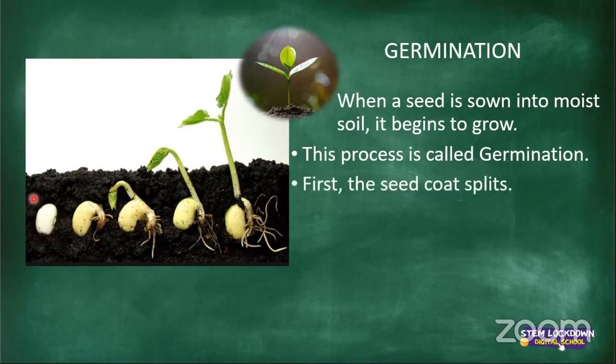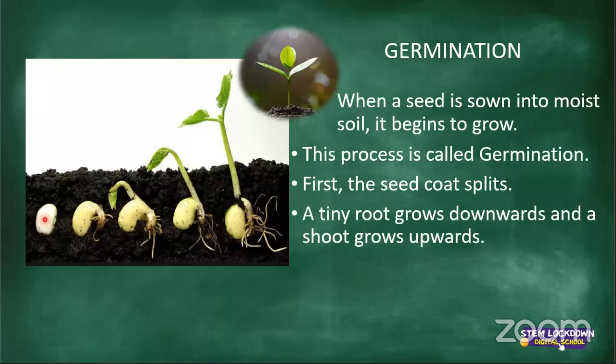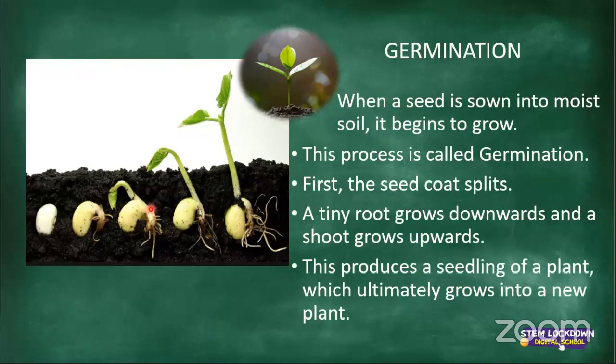Now, the first thing that happens is the seed coat will split. And this happens in this step here. And from here, a tiny root grows downwards. Here it's just starting to grow. Do you see where I'm pointing the laser? This part will grow downwards. And then a shoot will start growing upwards. So here's the shoot. It's still under the ground. And then this produces a seedling of a plant. And here you have your seedling.